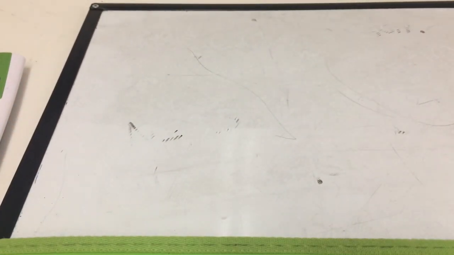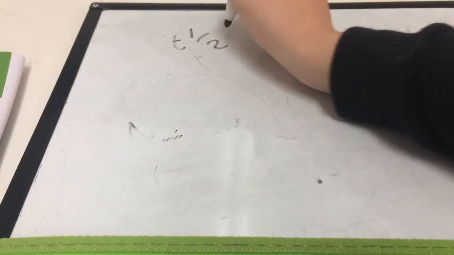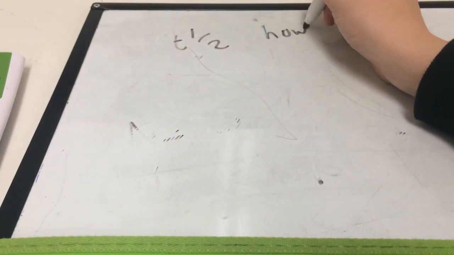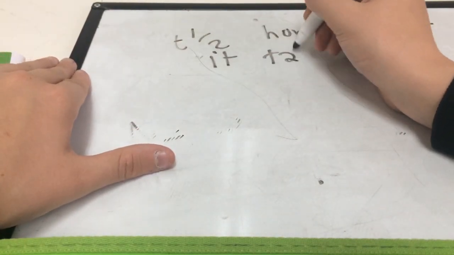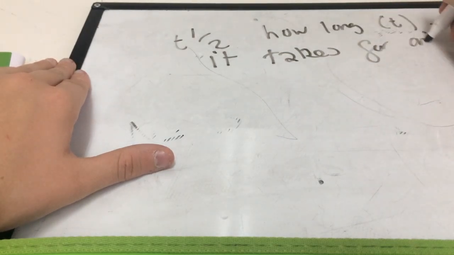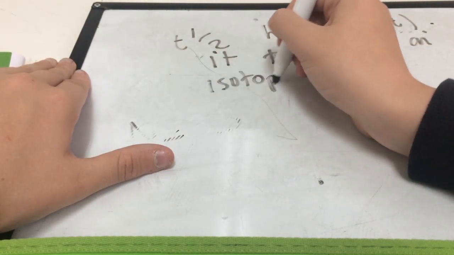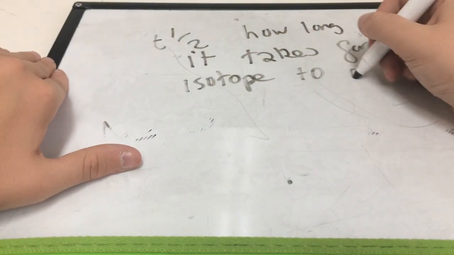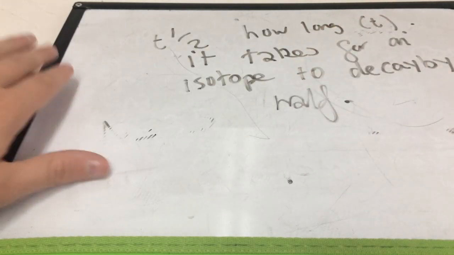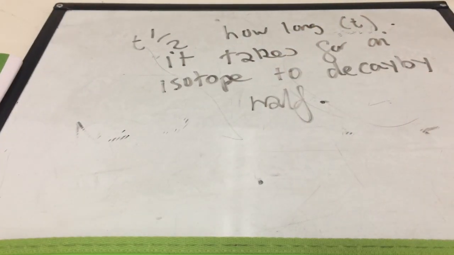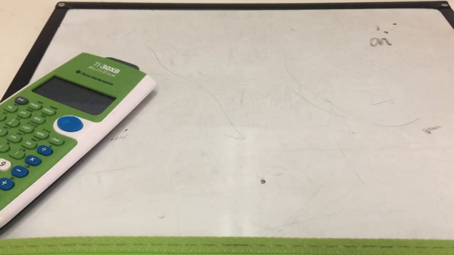So you all know half-life is how long in time it takes for an isotope to decay by half. Think of it that way. So that's my definition: to decay by half. Good. Now I'm going to write a couple of questions, and hopefully we'll get this under 10 minutes.